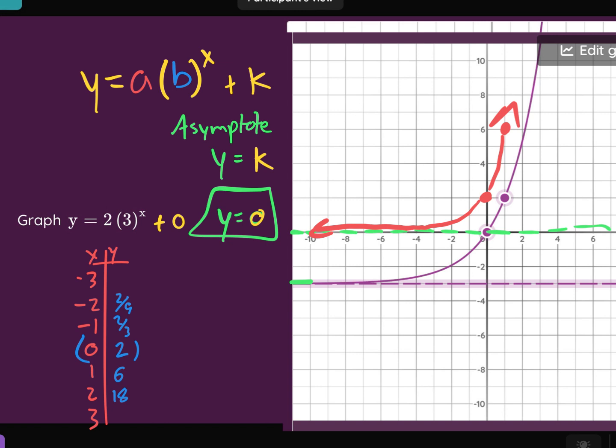So on paper, I would say if you did have a k value, ignore the k value, plot your points, and then shift them. But since Quizizz does a lot of the details of your graph for you, I would not ignore my k value. I would actually include it. So right here, we didn't have a k value, so it didn't make a difference. So let's look at another one that does have a k value that will make a difference.